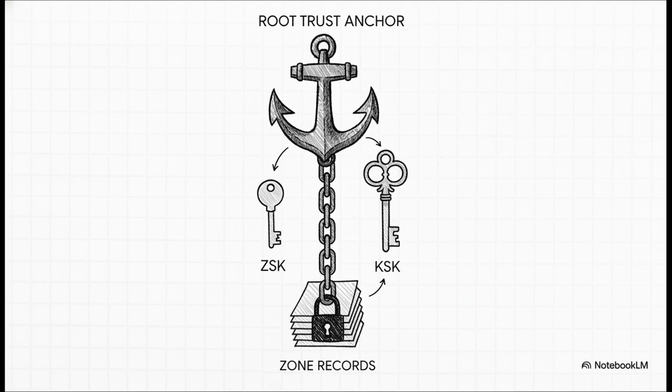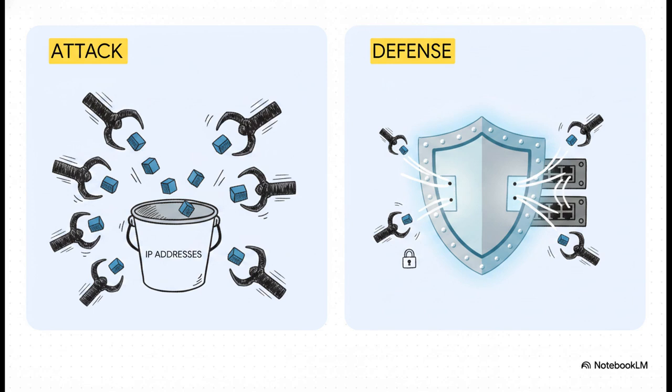Here's how it works. The Zone Signing Key, or ZSK, cryptographically signs all your standard records. The Key Signing Key, or KSK, signs that ZSK. A hash of that KSK is then stored securely as a DS record in your parent zone. This creates an unbreakable cryptographic chain that resolvers can validate all the way up to the hard-coded root trust anchor. If the maths doesn't check out, the query is dropped. Simple as that.